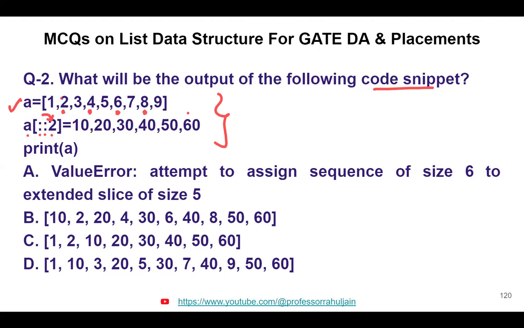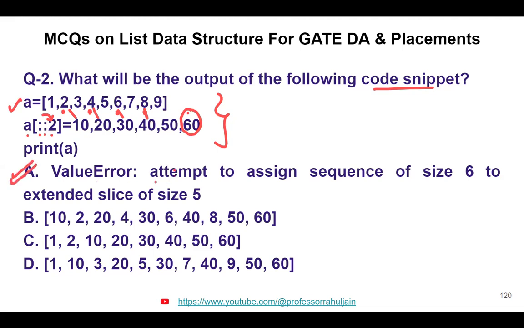So you can see I am assigning something here, the assignment operator is there. It means I will assign 10 in the place of 2, I will assign 20 in the place of 4, I will assign 30 in the place of 6, I will assign 40 in the place of 8, and I cannot assign this 60 anywhere because the list ended, right? That is why option A is the correct answer.